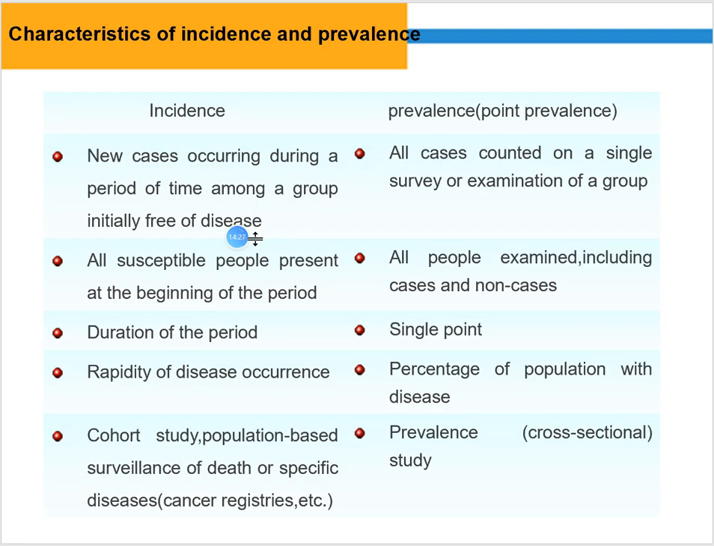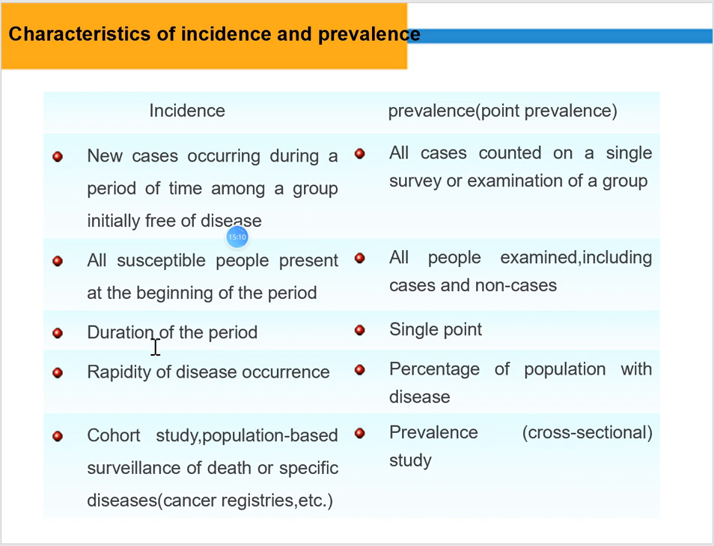This is the difference between incidence and prevalence. Incidence is new cases occurring during a period of time among a group initially free of disease, and prevalence is all cases counted on a single survey or examination of a group. Incidence is based on all susceptible persons present at the beginning of the period. Prevalence is based on all people examined, including cases and non-cases.